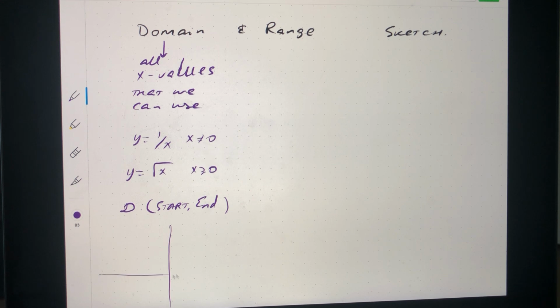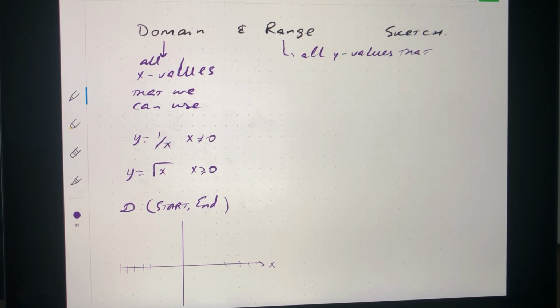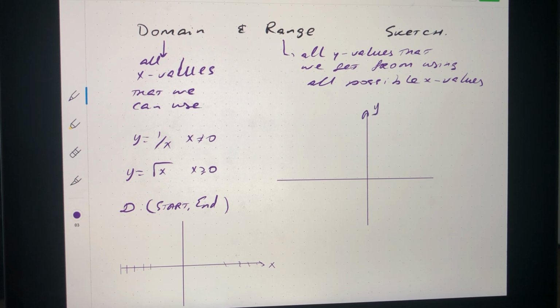So if we look at our picture that we are sketching, we're looking at the x-axis and we're asking where does the graph start and where does the graph end. The range is all the y values that we get from using all possible x values. So the range is asking us, looking now just at the y, tell me where the picture starts and tell me where the picture ends.